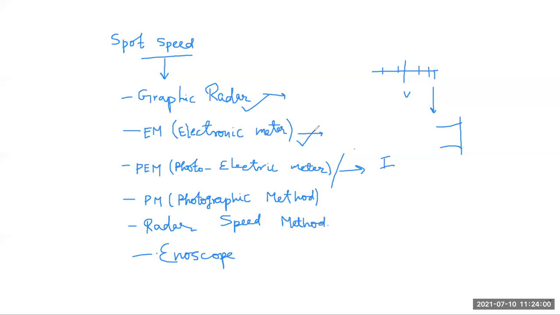For the radar method, we install a radar at a specific location where we want the spot speed of a vehicle. Through that radar, the vehicle gives a signal or wavelength. That signal or frequency is calibrated in terms of speed. Next is the electronic meter. In the electronic meter also, we install the meter.